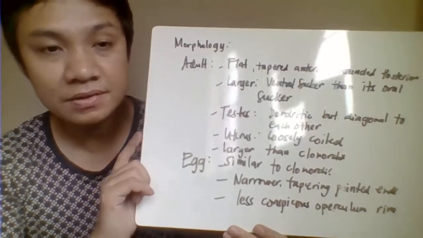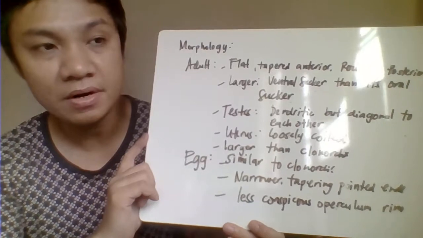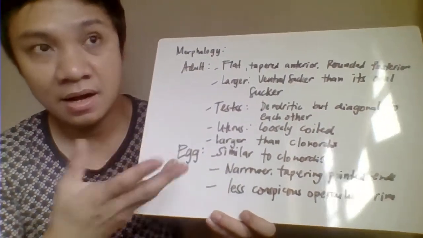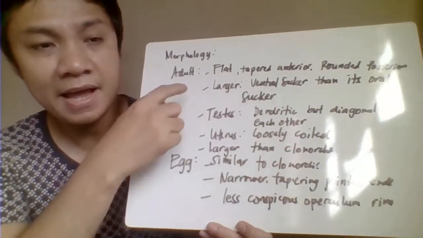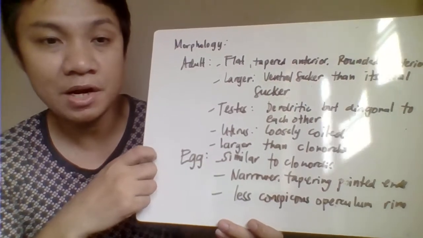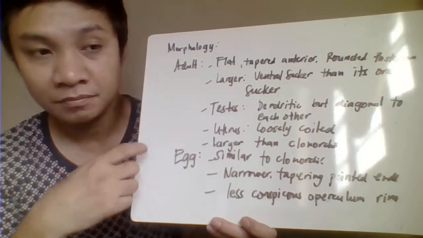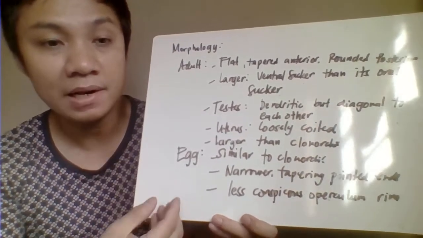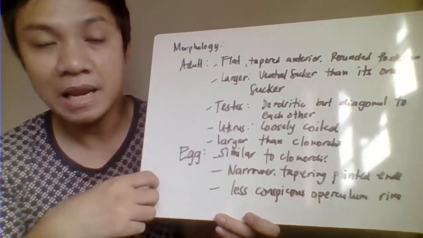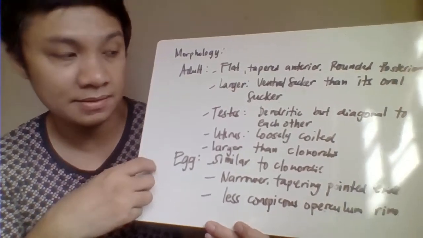Okay, for morphology, the adult worm is also flat and has a tapered anterior and rounded posterior, the same as with Clonorchis. Only that, the difference is, the ventral sucker of Opisthorchis is much larger compared to its oral sucker. Again, in the case of Clonorchis, it would have a bigger oral sucker compared to the ventral sucker. In the case of Fasciola hepatica, both the oral and the ventral sucker are of equal size.